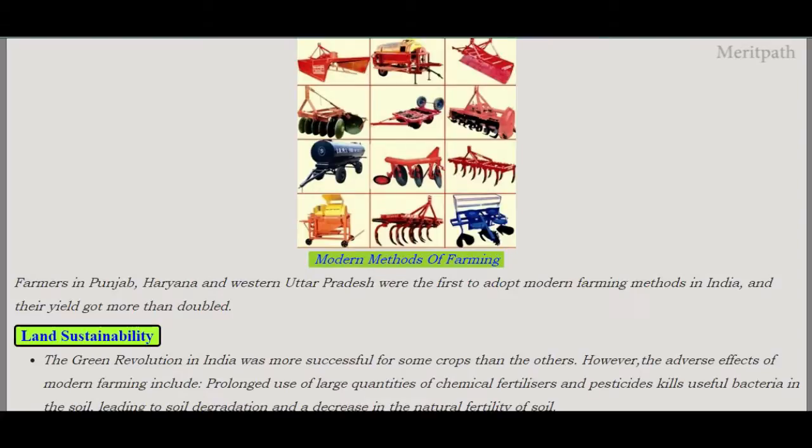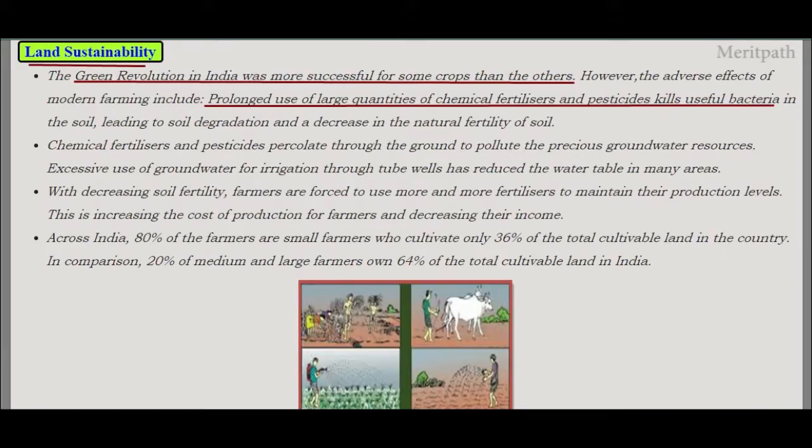In this image we see the modern methods of farming using different machines. Farmers in states such as Punjab, Haryana, Western Uttar Pradesh were the first to adopt the modern farming methods in India, and the yield got more than double. Land sustainability: the Green Revolution in India was more successful for some crops when compared to the others. But the adverse effects of modern farming are also there.